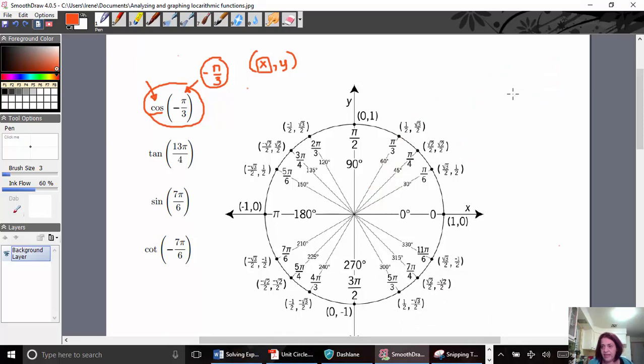What happens now if they give us a negative angle? Okay, let's try to find the cosine of a very simple negative angle, that is negative pi. In general, for positive angles, we move counterclockwise. So we start at the point (1, 0) and we move along the circle in the counterclockwise direction until we find the angle that we want to find.